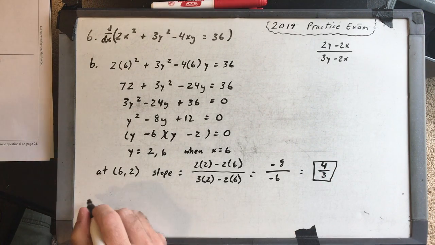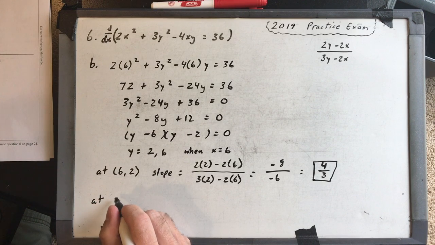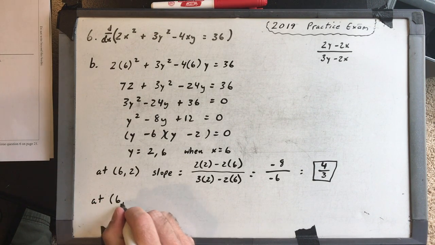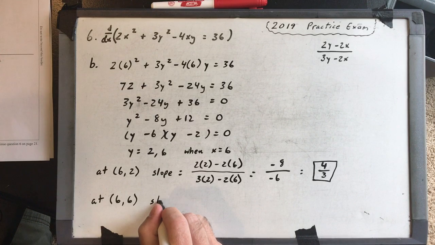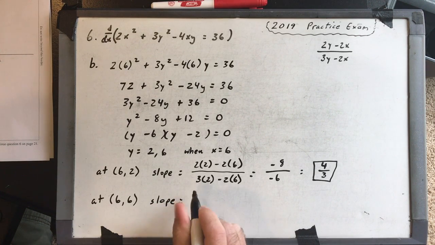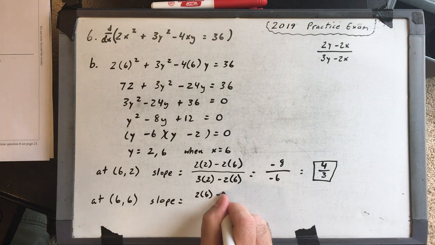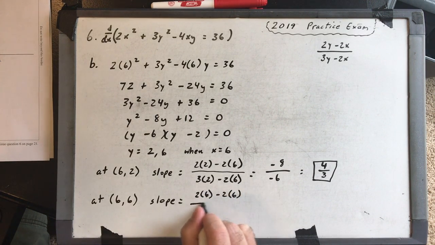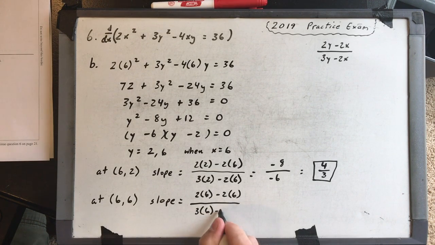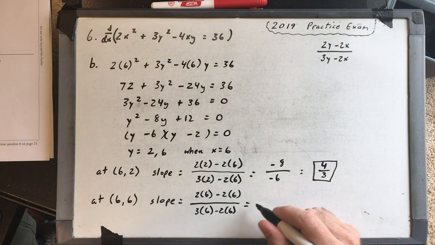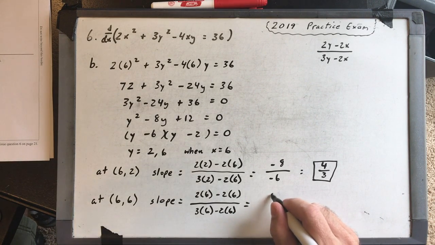So that's one answer. And then at (6, 6), that's going to be 2 times 6 minus 2 times 6. Oh, that's going to be 0 over 3 times 6 minus 2 times 6, which is going to be 0 over 6.